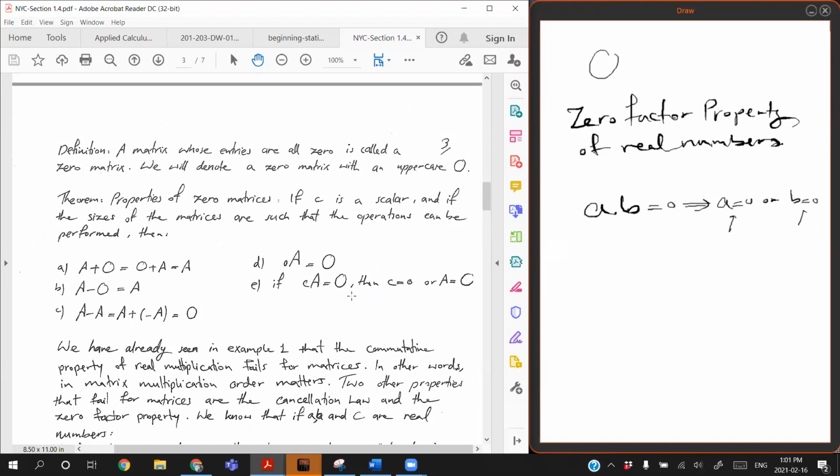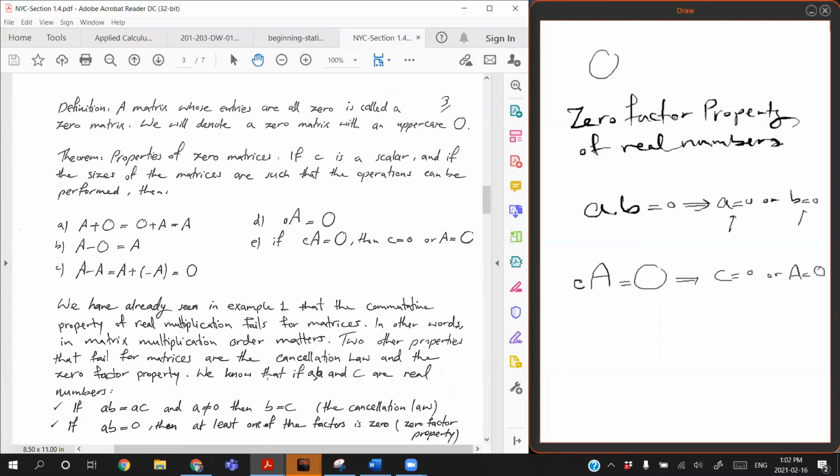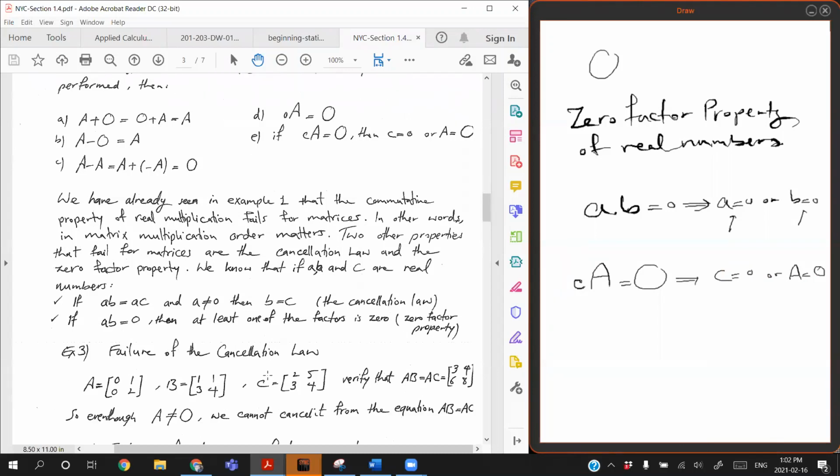For matrices, it's like this. If you have a scalar C times a matrix A, and the result is the zero matrix. So you have a constant, or you have a scalar C and a matrix A. And when you multiply them, you get 0. That would only be possible if either C is the number 0 or A is the matrix 0. Make sense? Any questions?